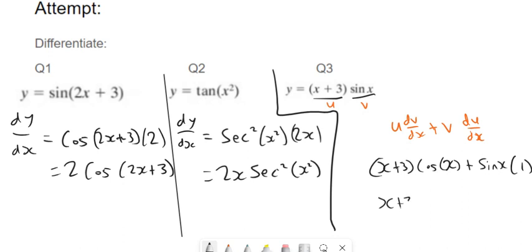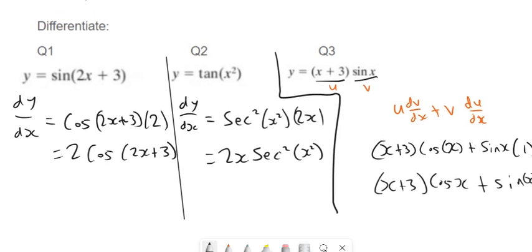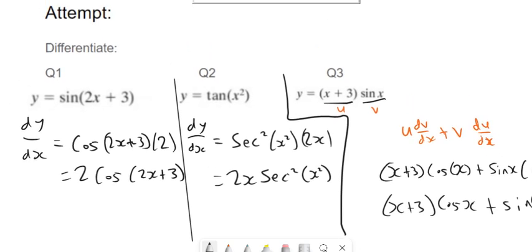x plus 3 times cos x. You could multiply the cos x by both of those things if you want, but you don't really need to. Plus sin x. So that's it. That's differentiating trigonometric functions.